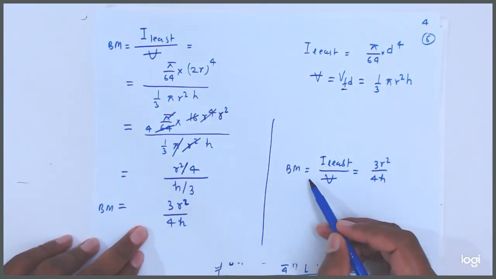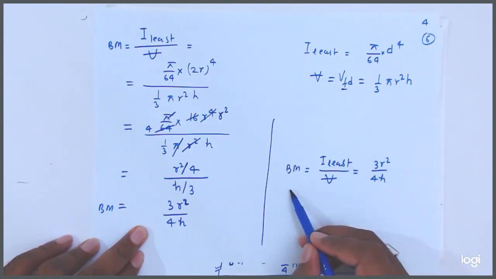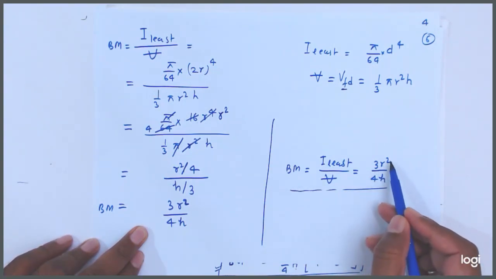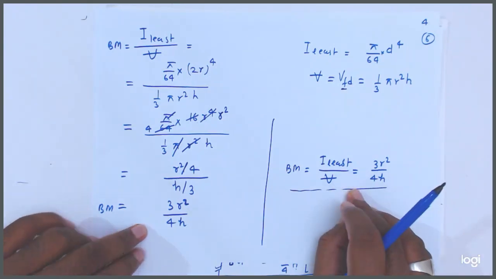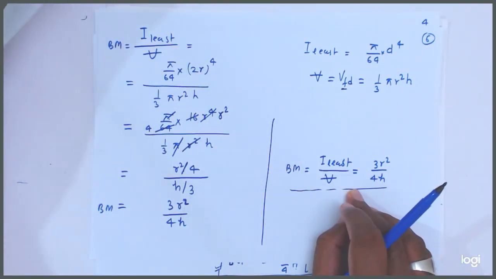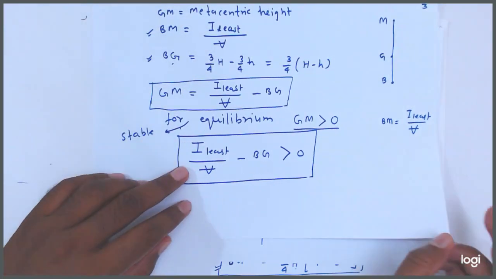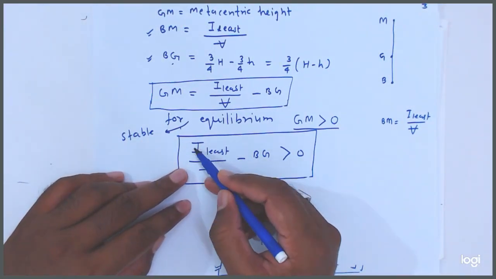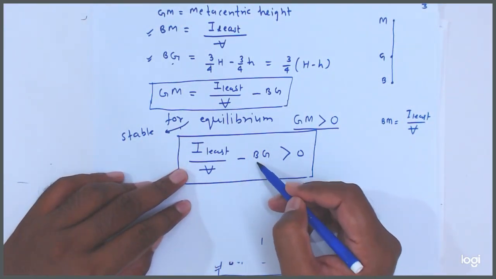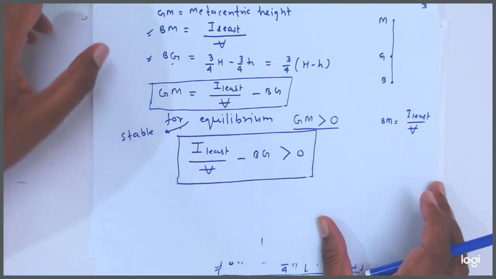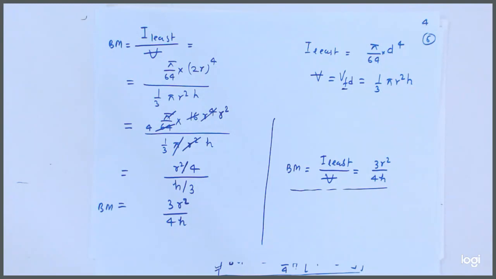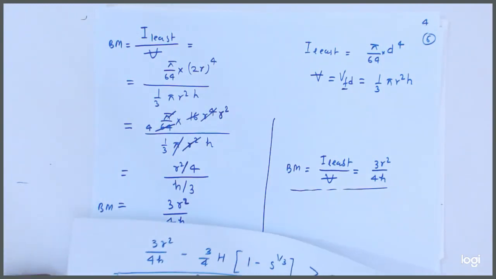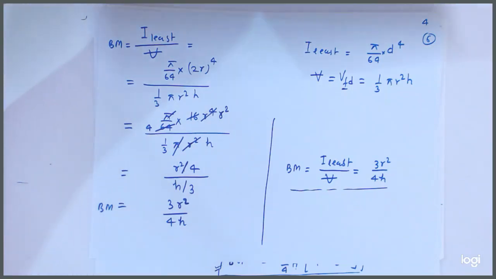Okay friends, so BM is equal to this value we found, 3 into small r square upon 4 into small h. This value we will put in this equation. So this term's value we are able to find, and this term's value we are able to find. Now we'll put it here and solve it.